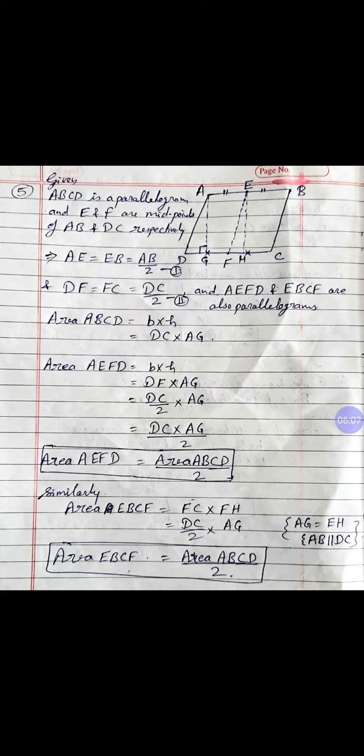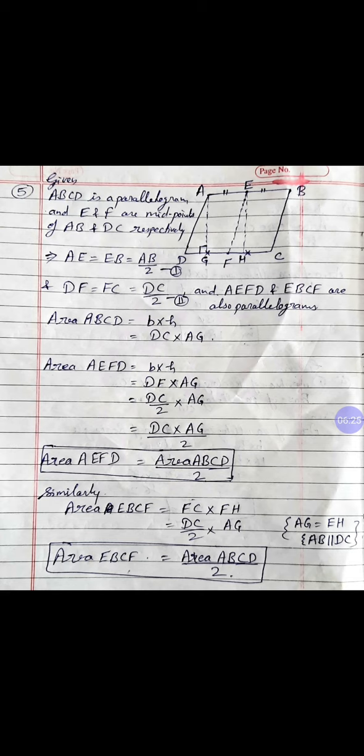Let's see how to solve this question. The given is that ABCD is a parallelogram and E and F are midpoints of AB and DC respectively. If these two are midpoints, that means AE is equal to EB and equal to AB by 2.